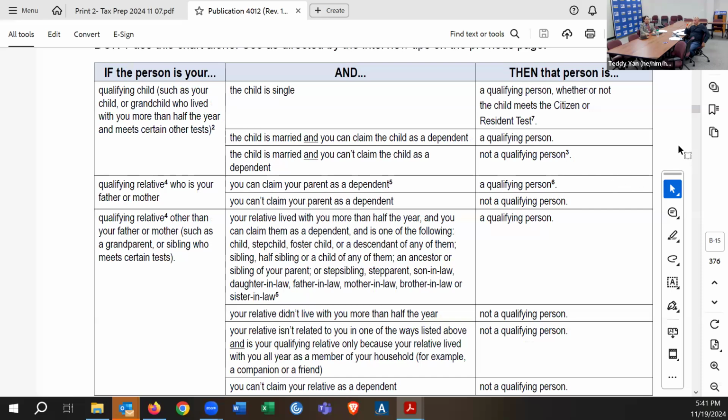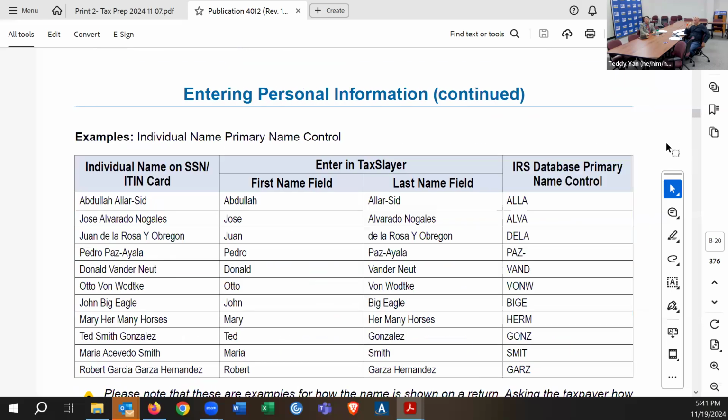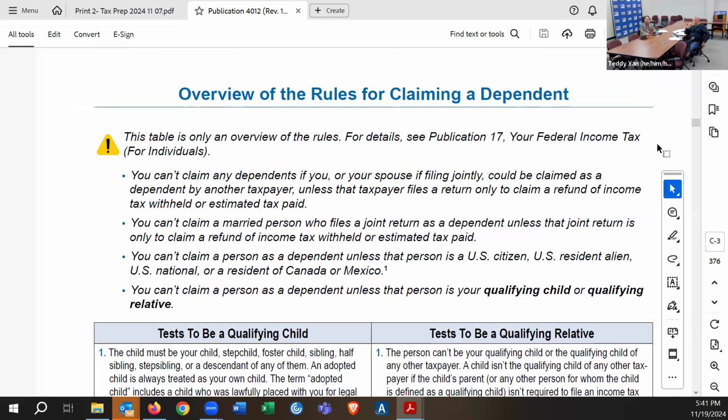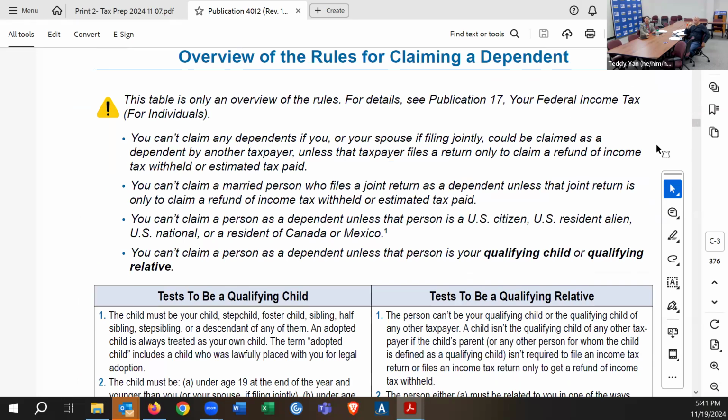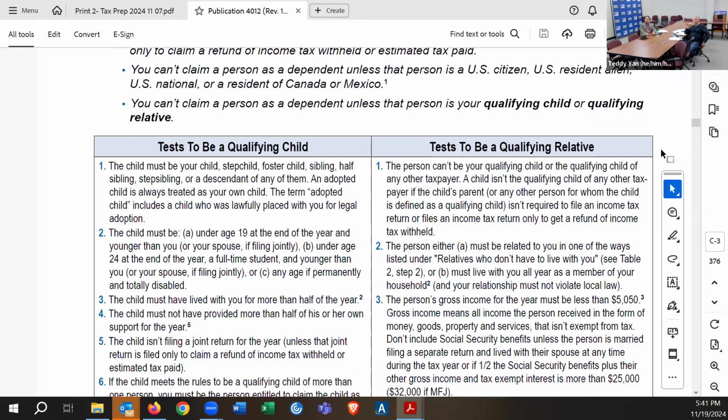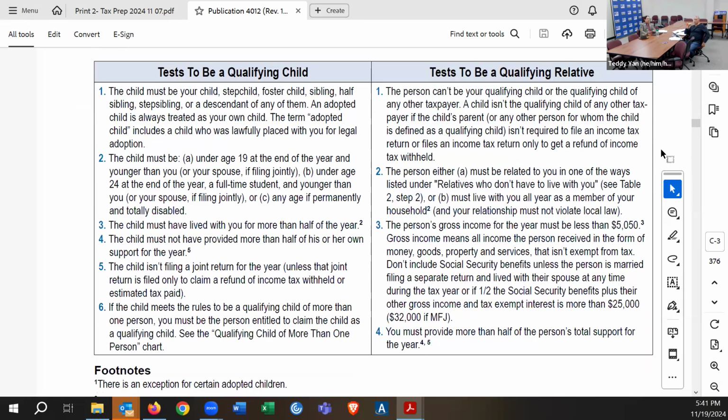So let's take a look at that. We're going to take a look at that overview of the rules for claiming a dependent chart. So name one of the potential relationships we need to look at, and we'll start with that one. Qualifying relative. So we're going to ask, can Cat claim Manny as a qualifying relative? Or really, can Cat claim Manny as a dependent?